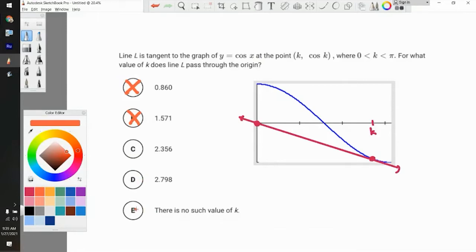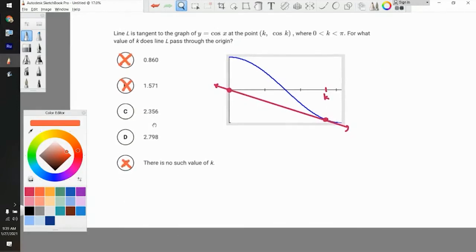There is no such value of k? There totally is, because you can see it in the graph. There is a value that exists. So right now it's between C and D, but without doing any math work, you could actually see that it would be D anyway. But let's work it out just in case a free response problem is similar to this.